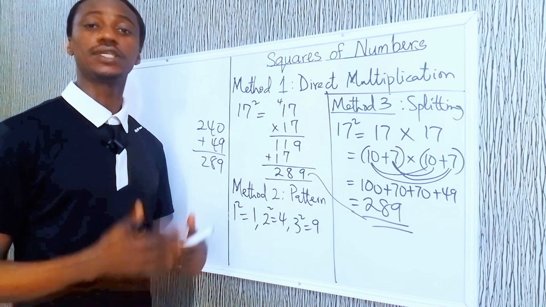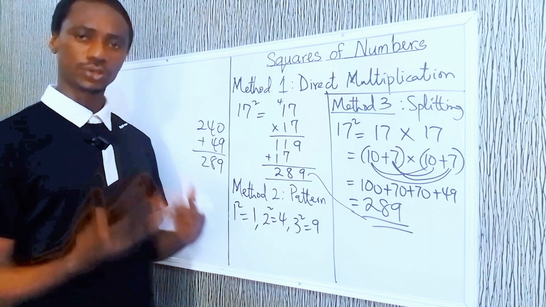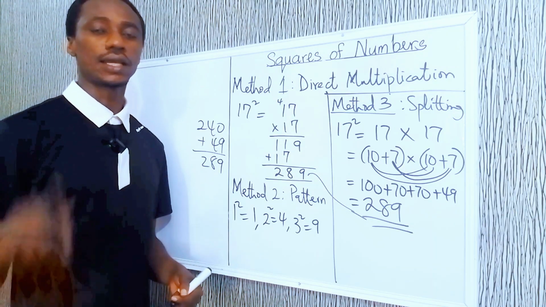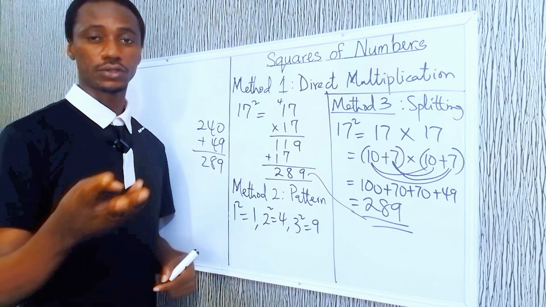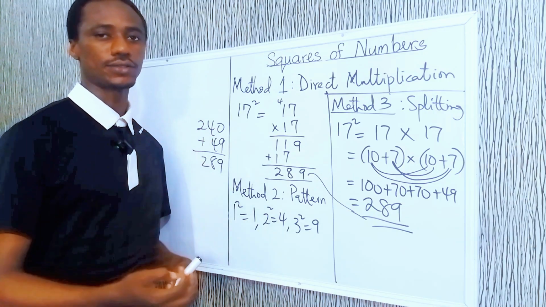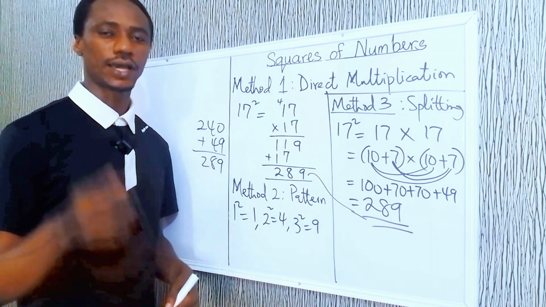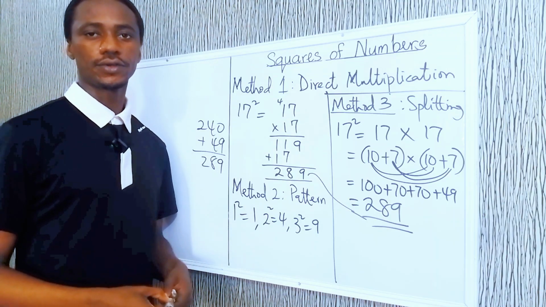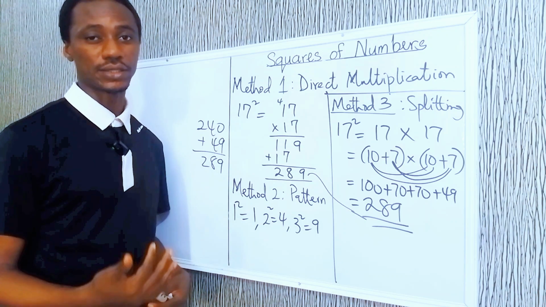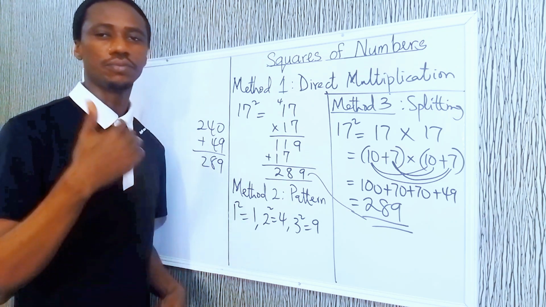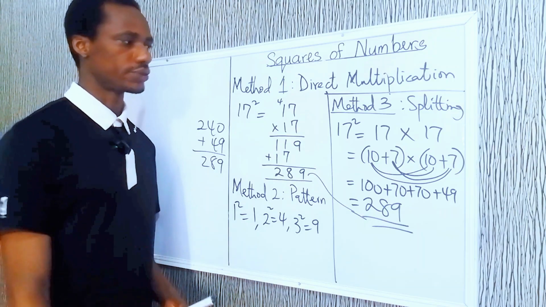So for instance, I know that 4 squared is 16, and then I'm looking for 5 squared. I need to check the 5th odd number and add it to 16. And the 5th odd number, you have 1, 3, 5, 7, 9. So the 5th odd number is 9. If I add 9 to 16, definitely my answer will be 25. So that's method 2, using that pattern, knowing that squares of numbers increase by consecutive odd numbers.